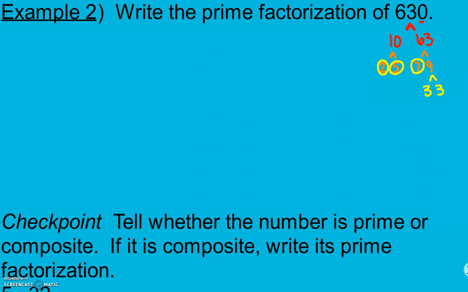Now I'm going to try and break up those 3's here. 3 is just 3 times 1. 3 is 3 times 1. So this is the end of all of my branches. I circle my prime values, and that lets me know I can't go any further.